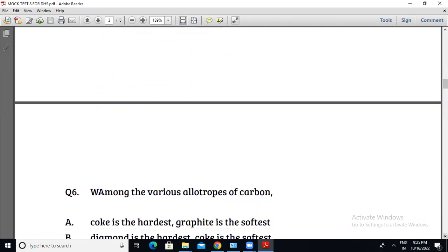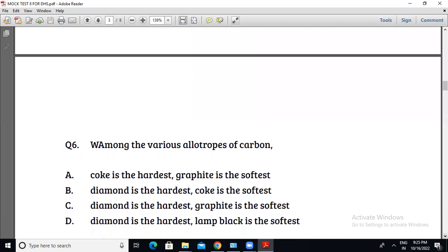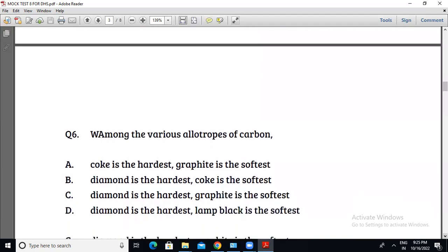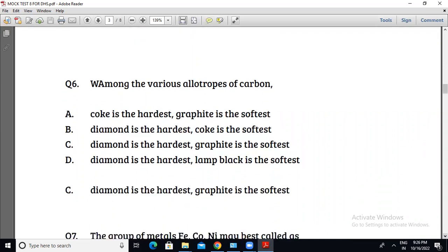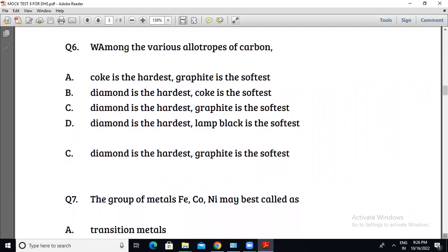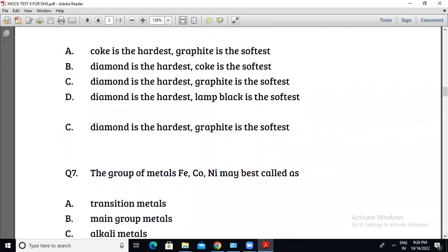Question number 6: among the various allotropes of carbon, which of the given options is correct? So among the different allotropes of carbon, diamond is the hardest one and graphite is the softest. That is option C is the correct answer.